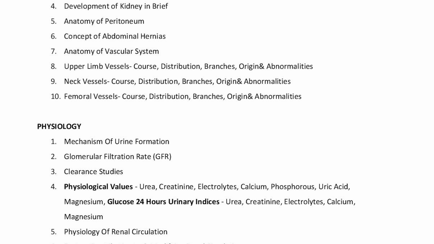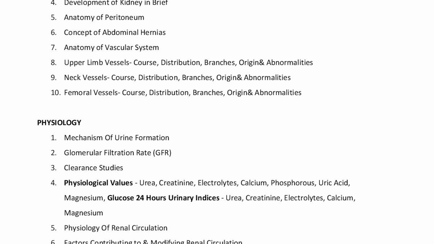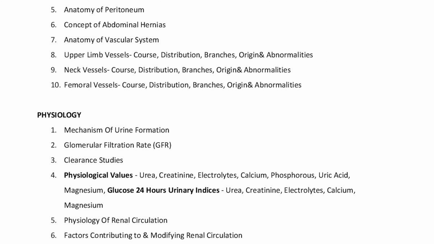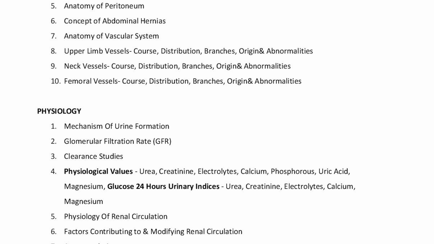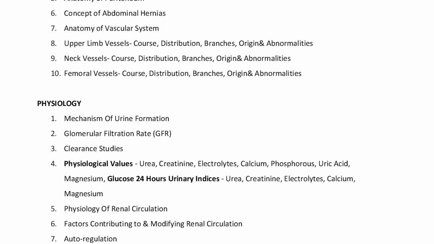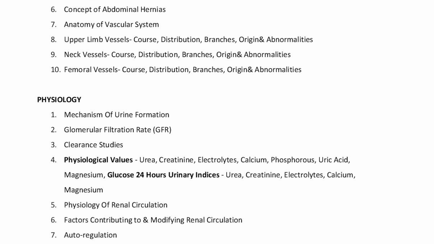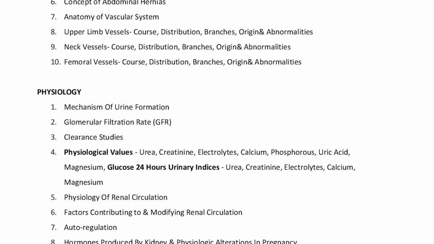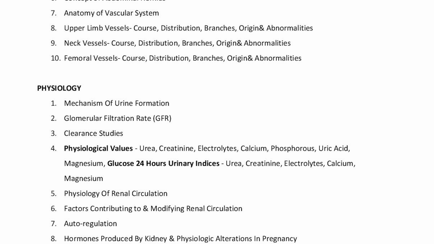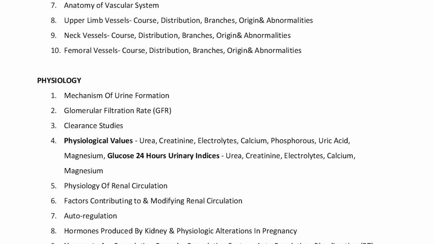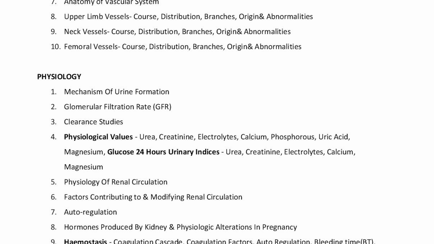Next, let's look at the applied physiology topics. 1. Mechanism of urine formation. 2. Glomerular filtration rate. 3. Clearance studies. For physiological values: urea, creatinine, electrolytes, calcium, phosphorus, uric acid, magnesium. 4. 24-hour urinary tests: urea, creatinine, electrolytes, calcium, magnesium.